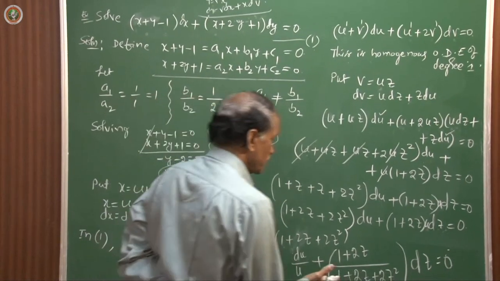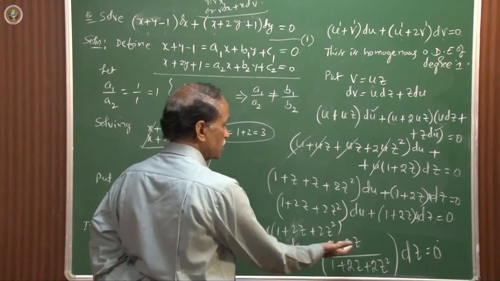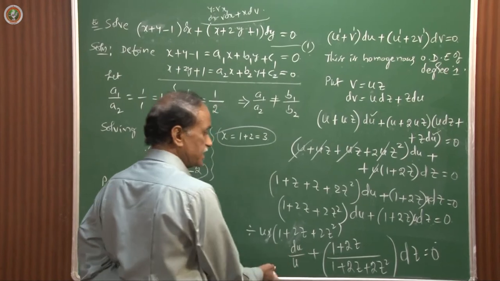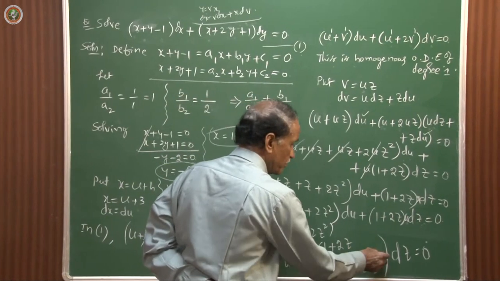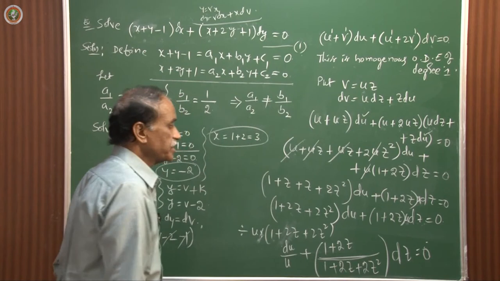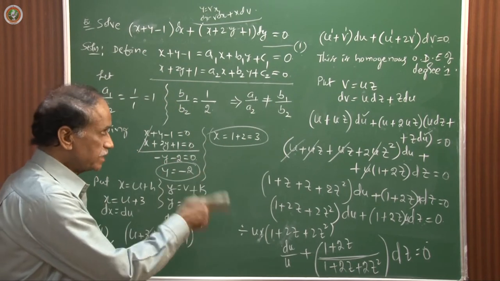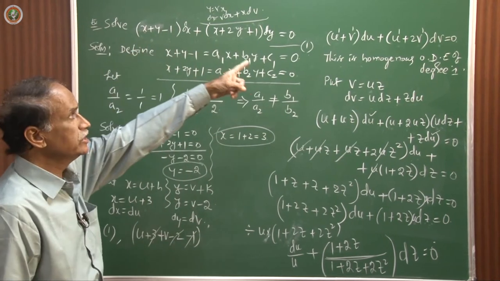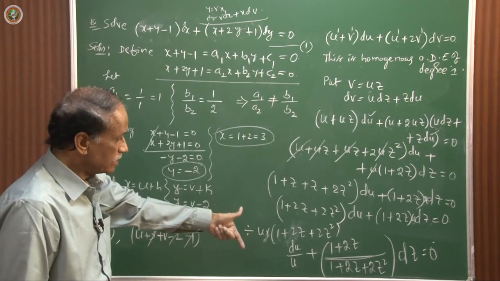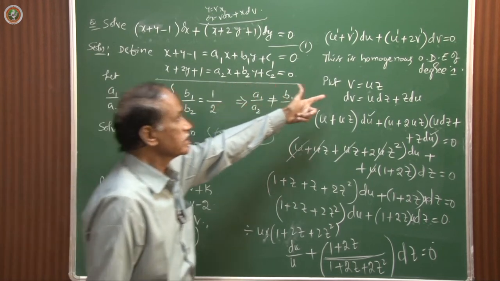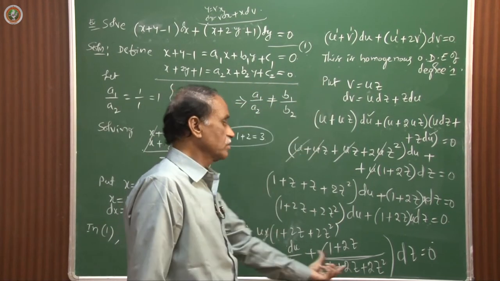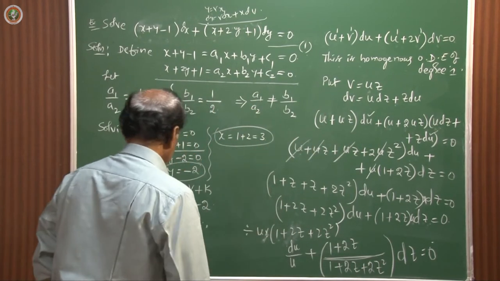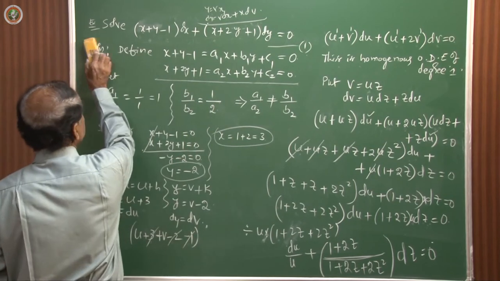Okay. Here you can see how this is to be integrated, because completely this is free from z and this is completely free from u. Therefore, the separation of variables stage is accepted at this level when we transferred x and y into u and v, and further u and v with this substitution helped us to reduce the problem into separation of variables. Now the next step of writing the solution is this much.